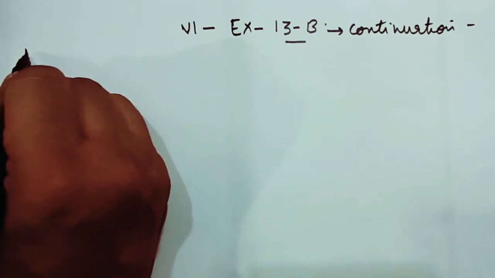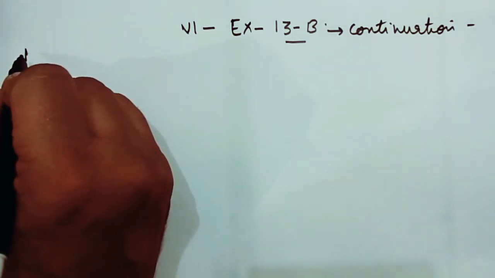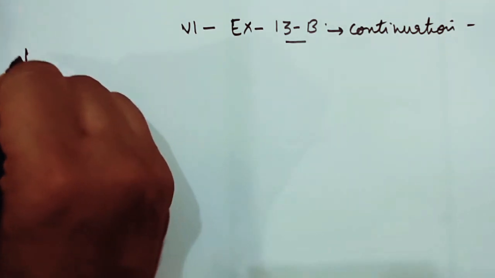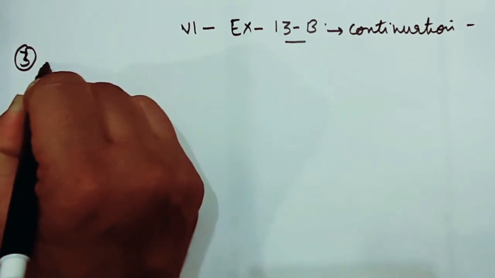Exercise 13b numbers 1 and 2 I won't do. It's very simple, because the sums are based on exercise 13a. I shall better continue from number 3 and quickly try to complete it.